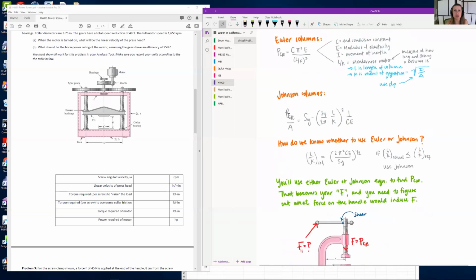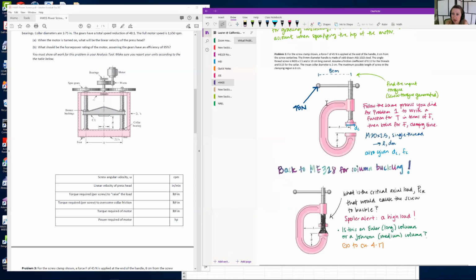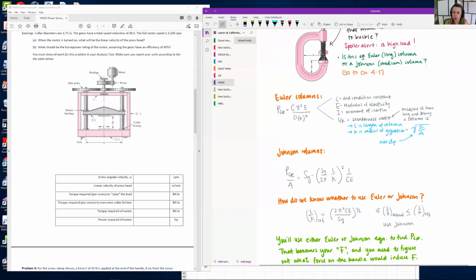Johnson columns, PCR over A equals the yield strength minus the yield strength divided by 2 times the slenderness ratio, that whole quantity squared, times 1 over CE. So no new inputs other than SY, the yield strength. You already know what that is. And you can look that up from the material specifications in the back of the book.